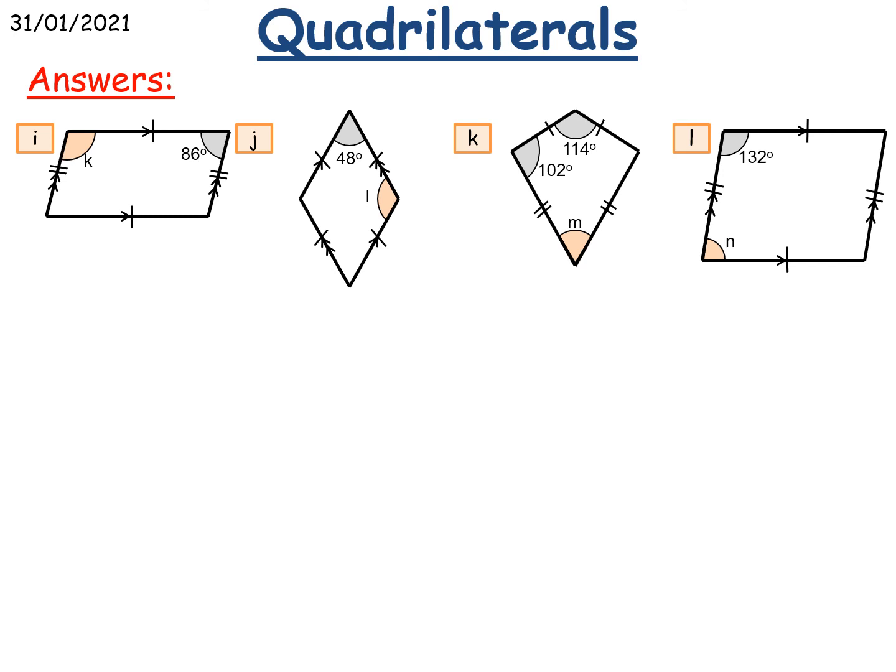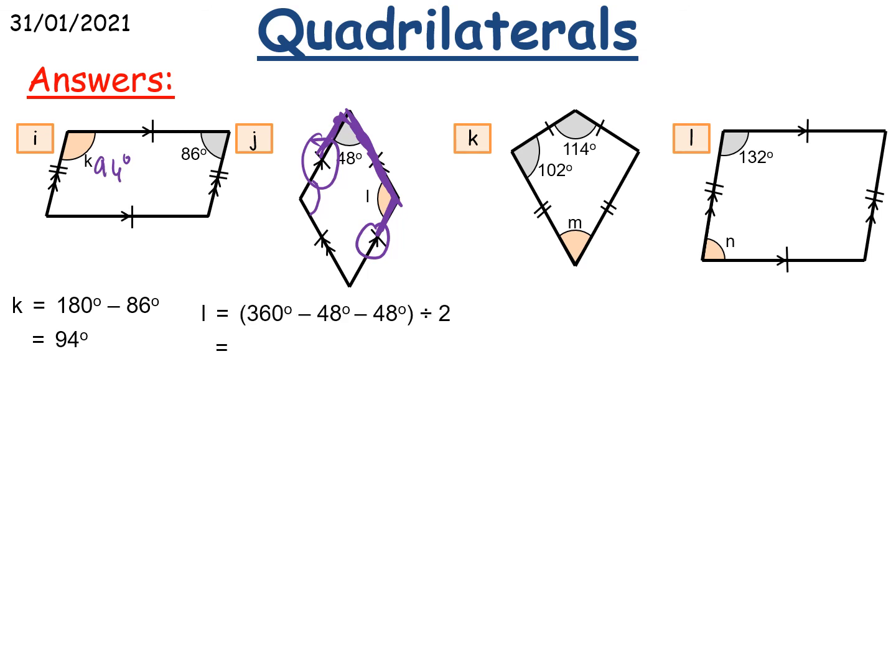So, remember, adjacent angles on a parallelogram add up to 180 degrees. So 180 take away 86 is 94 degrees. What about here? Well, this is a rhombus, and again, adjacent angles don't equal each other, they add up to 180 degrees because we have our C shape here. Because this and this are parallel to each other, we have our co-interior angle. So that will give us 132 degrees.